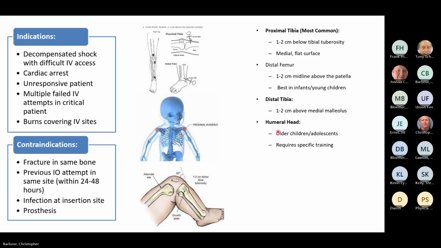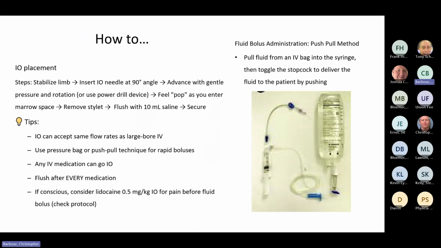Humeral head requires a specific setup to get them. Just remember, you either need to put their arm across their chest, or you need to internally rotate it so that their thumb is pointed out and the back of their hand is against their hip. You're trying to get the bicipital tendon away from the site so that you can get there. It cannot be used until kids have reached adolescence. Now, we have some big kids around here who are 12, 13 years old and 200 pounds, so you might have to just use your best judgment on that one. But follow your local protocol. So, placement.